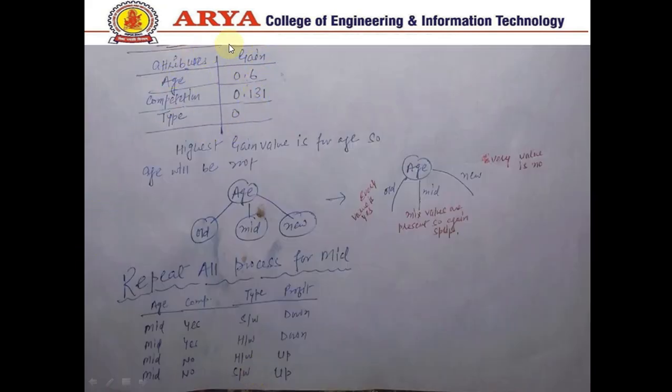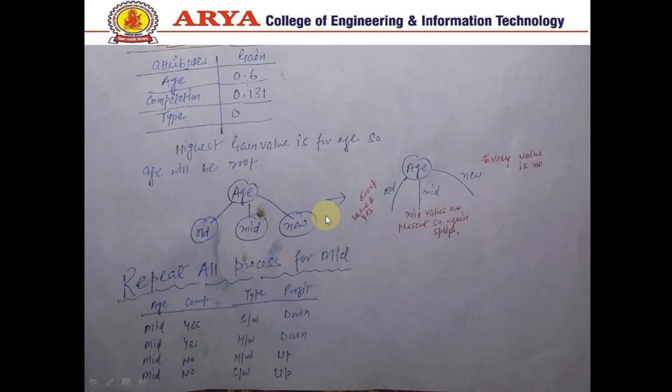Now repeat the whole process for the third feature, that is type. In this slide you can see first we create the table, then we find entropy, then average information, and then information gain. So finally we calculated all the information gains for the different attributes. These are age, 0.6, competition 0.131, and for type, 0. Now we have to find the highest information gain value. As we know, the node having the highest information gain value will be split. So here we have the highest value, that is 0.6.